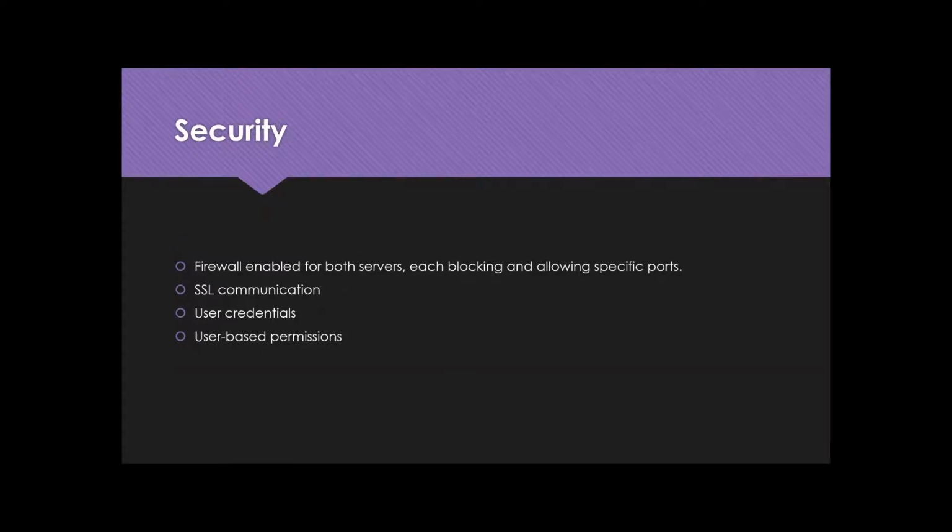Security-wise, there were several security features and techniques that we were using. A firewall was enabled for both servers, allowing and blocking specific ports. For an example, Ubuntu did allow port 25 just because that port is the SMTP port that was required for SendMail. SSL communication for both the Windows server and the Ubuntu server, in case some malicious attempt was taken inside of the bakery.